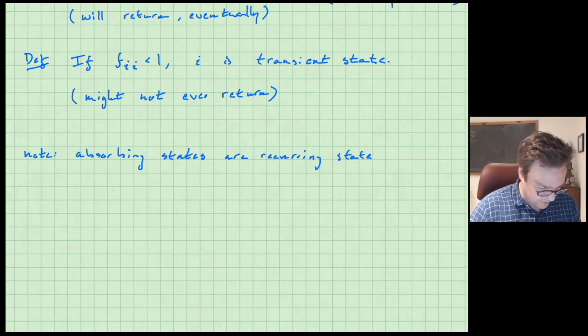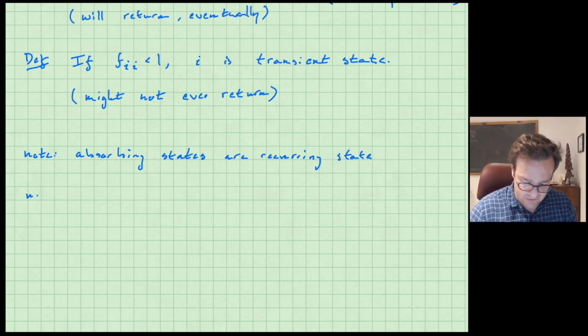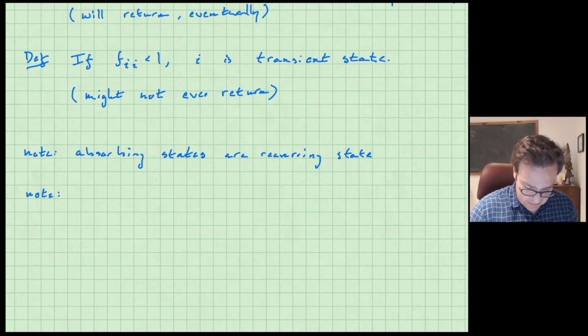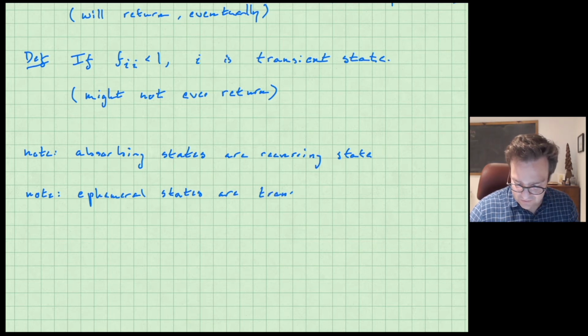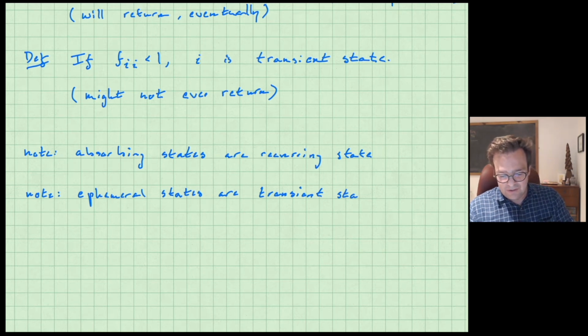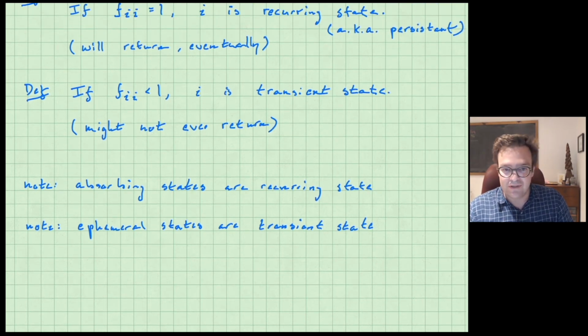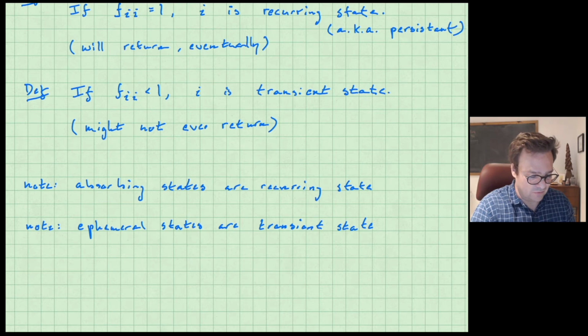And the next comment of similar style is that ephemeral states are all transient. So these are sort of funny. I mean, they're obvious, I guess. But these are sort of funny types of transient states. Transient states, it says you might not ever return. You won't ever return to an ephemeral state. So that definitely is a version of might not ever, but it's the strong version.